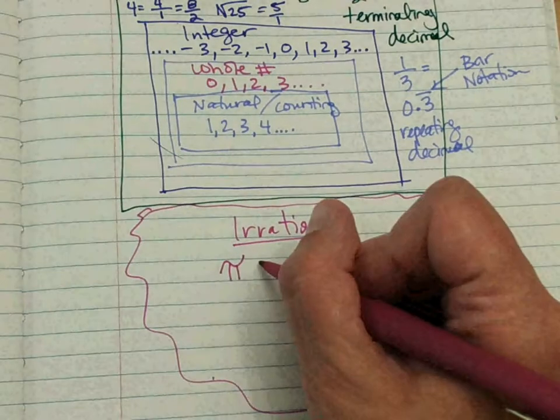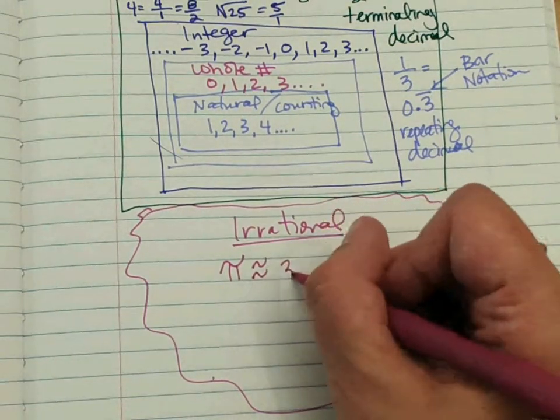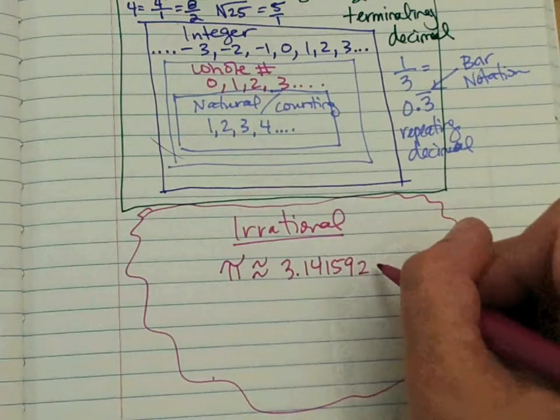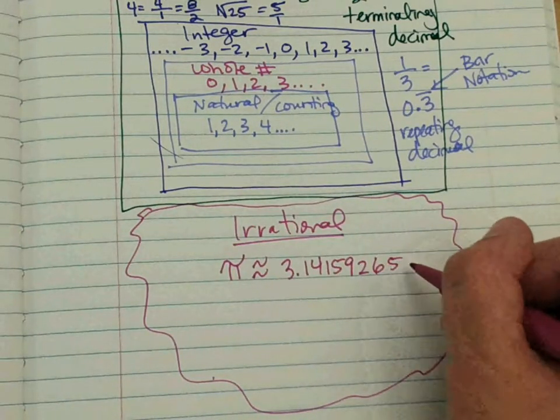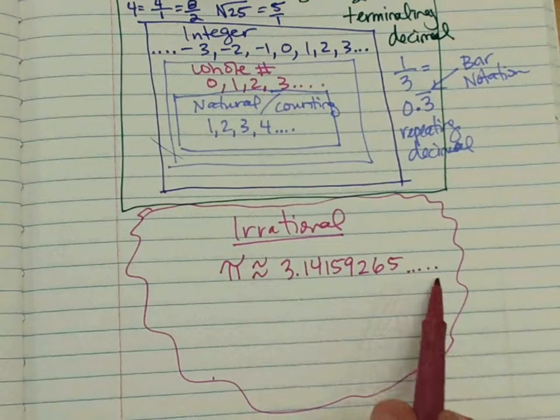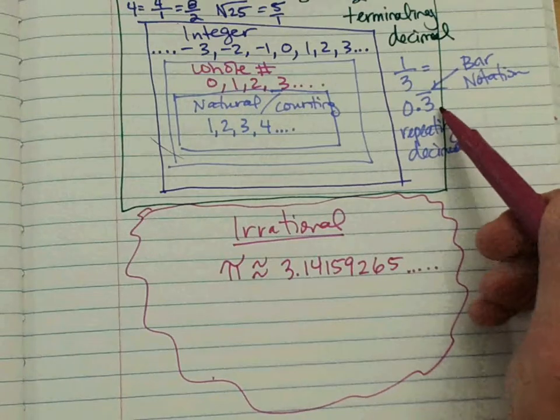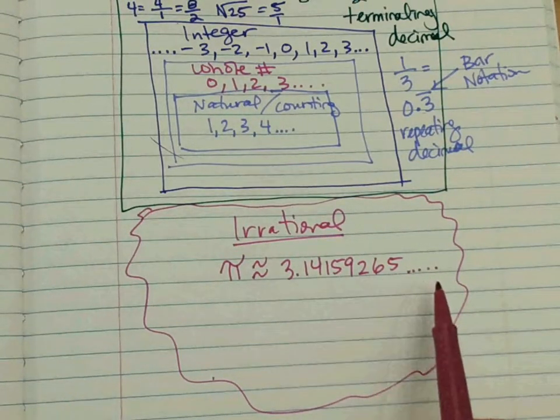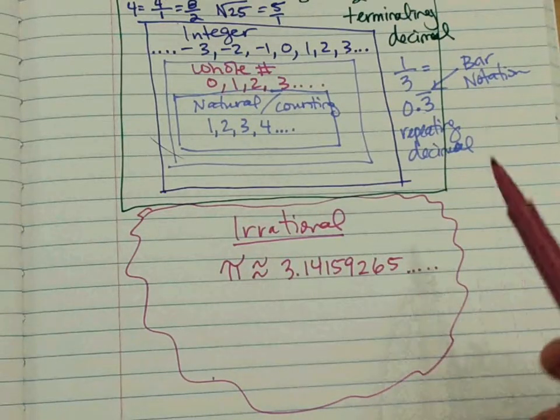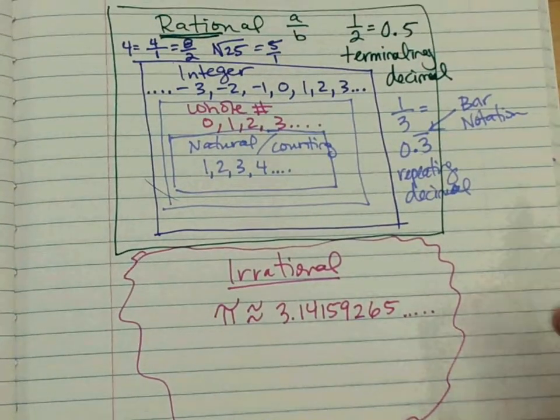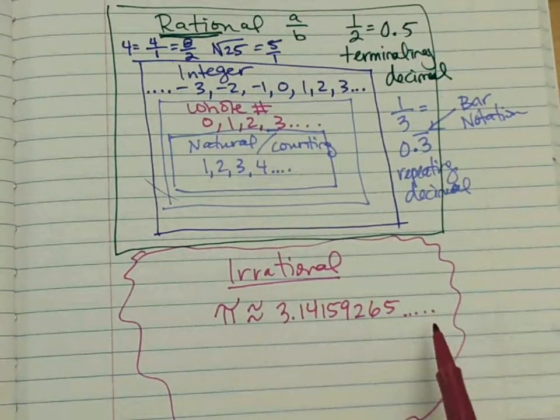Okay, because pi is approximately 3.14159 6, 5, okay, dot, dot, dot. The point of the dot, dot, dot is I cannot use the bar notation, meaning there's no pattern of repetition to that number. So that's why we call it irrational. It's not a repeating decimal. It's not a terminating decimal. It doesn't end, and it doesn't have a pattern of repetition.